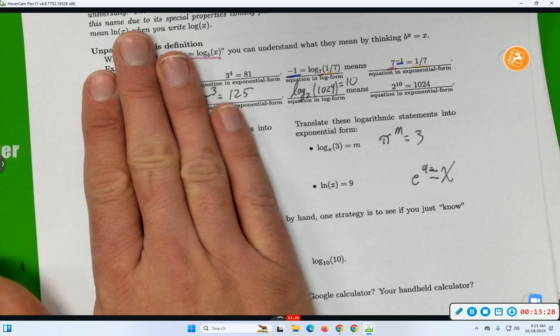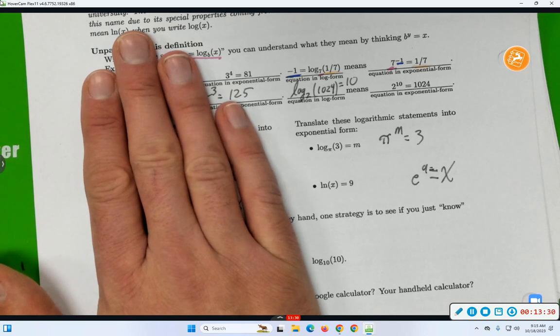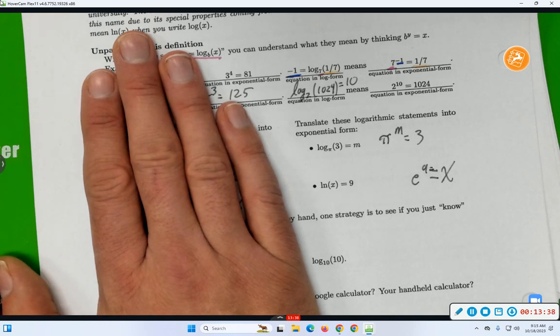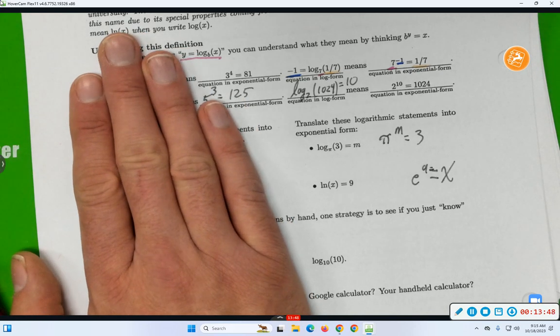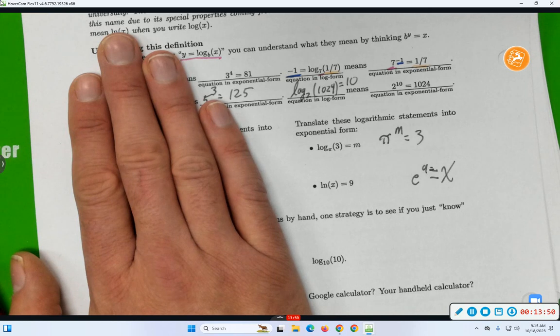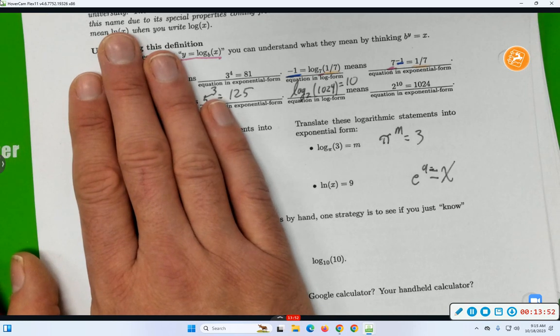Other way too. If someone tells you the log base pi of 3 is equal to m, and you write down pi to the m is equal to 3, have you made your life better or worse? Worse. You already knew what m was. You have to convince yourself that you know what log base pi of 3 is. ln of x equals 9. Yeah, you've made it better. You now know exactly what x is. It's e to the 9th.